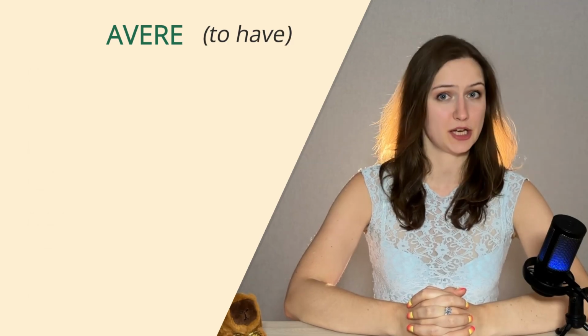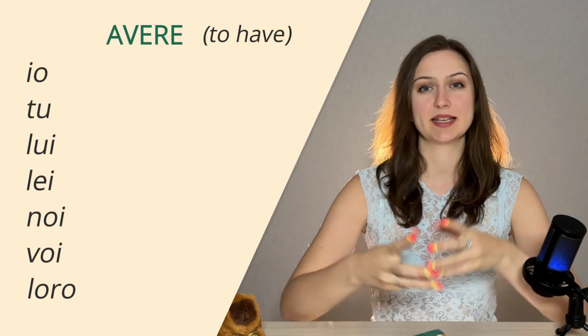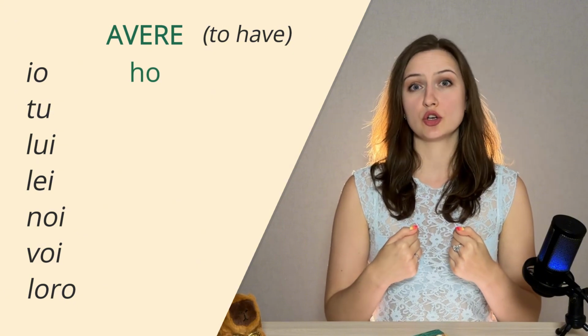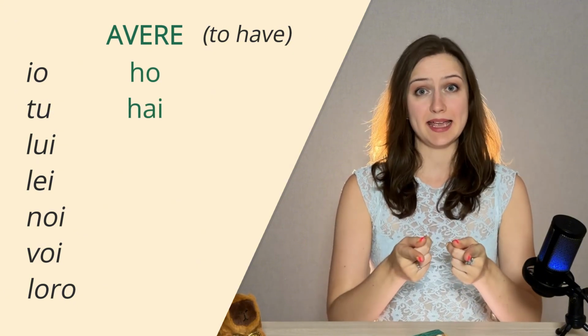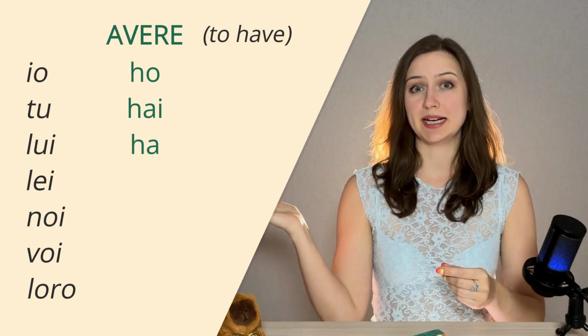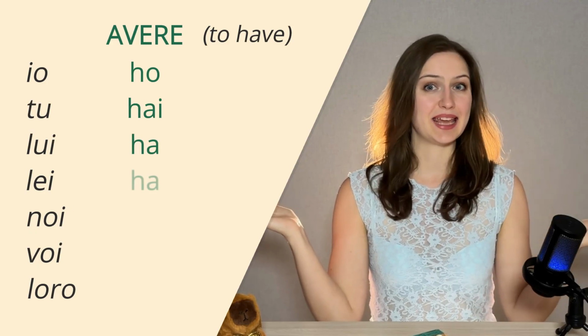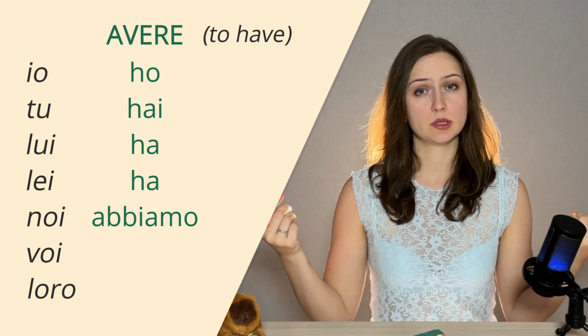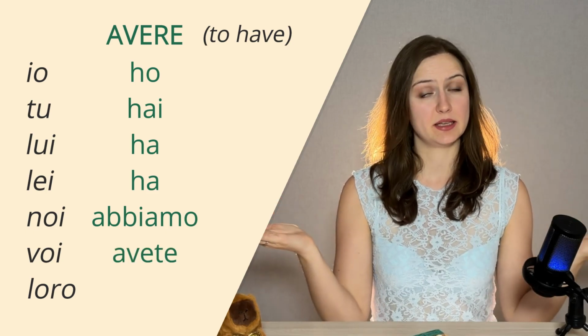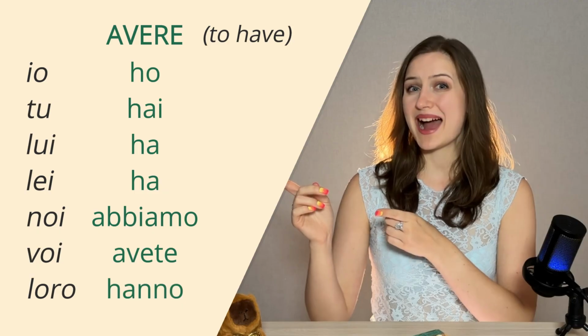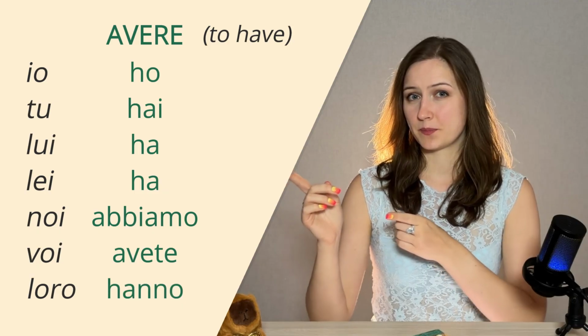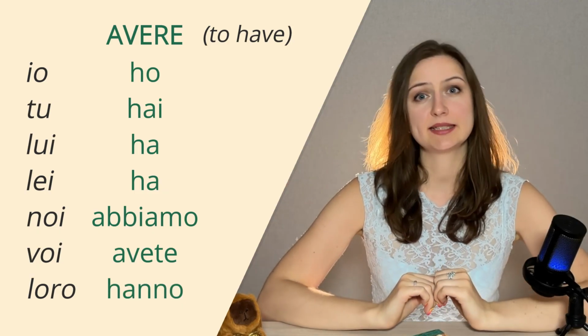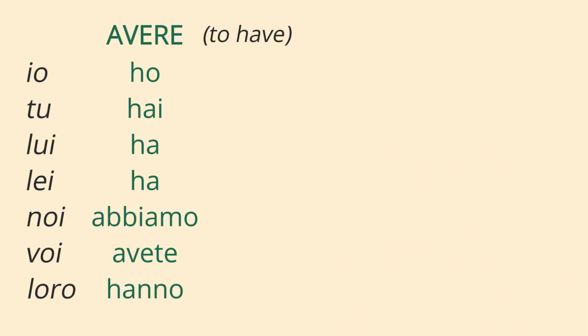The second verb in question is avere, to have. Let's see its conjugation. Repeat after me. Io ho. Tu hai. Lui ha. Lei ha. Noi abbiamo. Voi avete. Loro hanno. Good job. Let's see how it functions in the context.